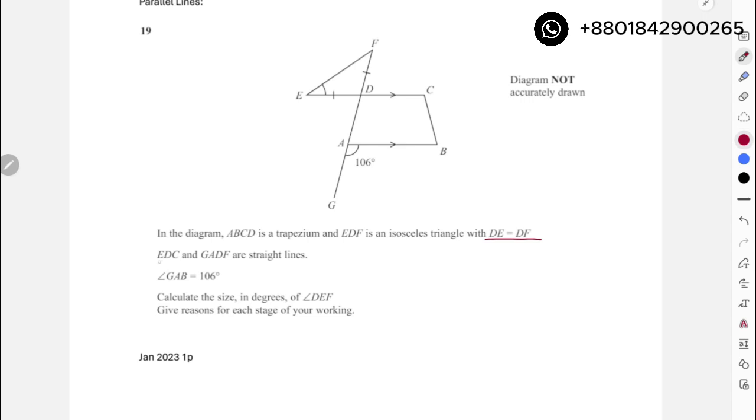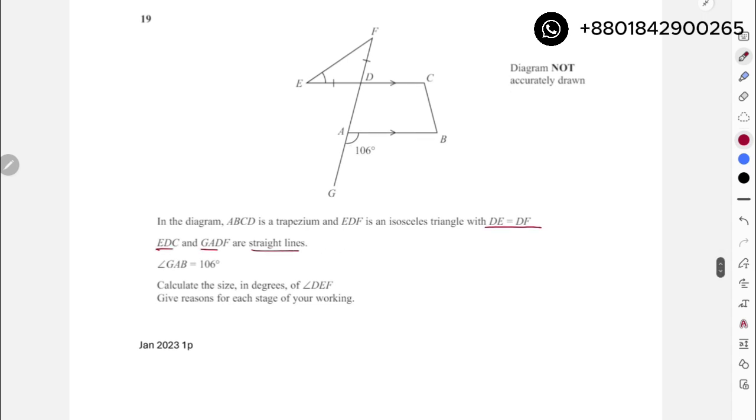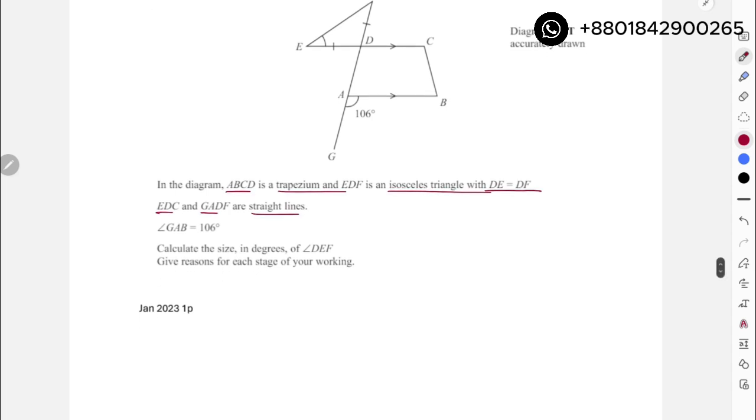Then again, DEC and ADC are straight lines, and ABCD is a trapezium. EDF is an isosceles triangle with DE and DF the same length. Calculate the size in degrees of DEF. Give reasons for each stage of your working.